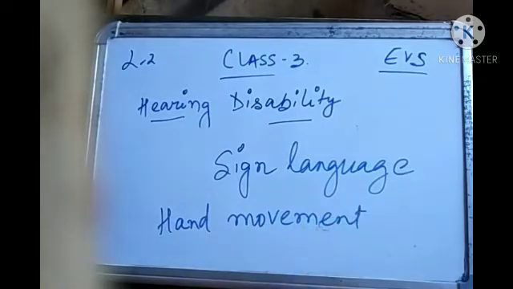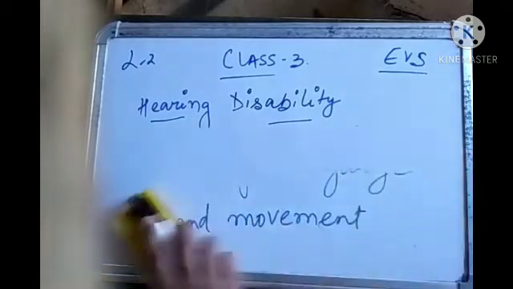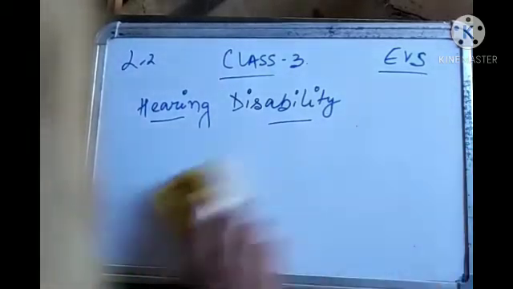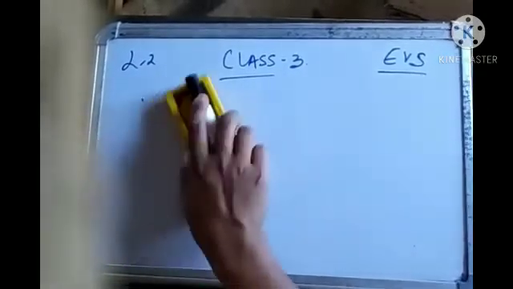A picture is given in your textbook, page number 14. You can take the reference of the textbook also. So what is sign language? People who cannot speak or who cannot hear at all, they communicate using sign language. And sign language is a technique that involves hand movement. So by using hands, they will communicate. So this is hearing disability.